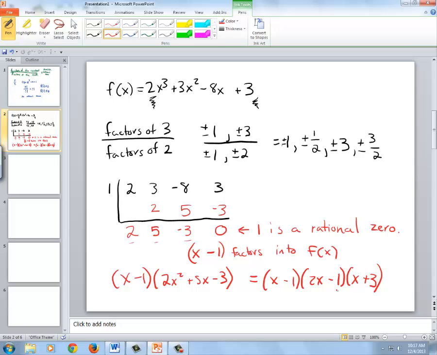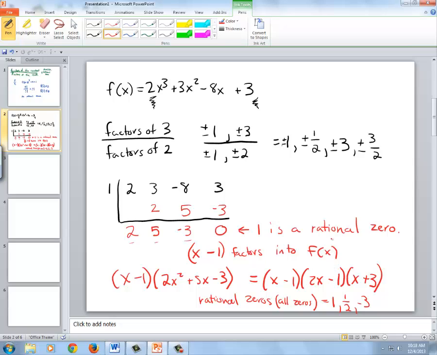So we now have our real zeros. We have our real rational zeros. So our rational zeros, and for this one it's all of our zeros, equal 1. This is going to be 1/2, and this is going to be negative 3.